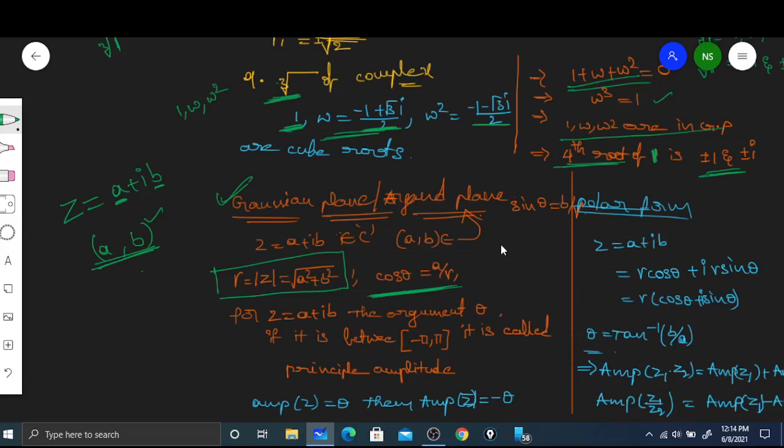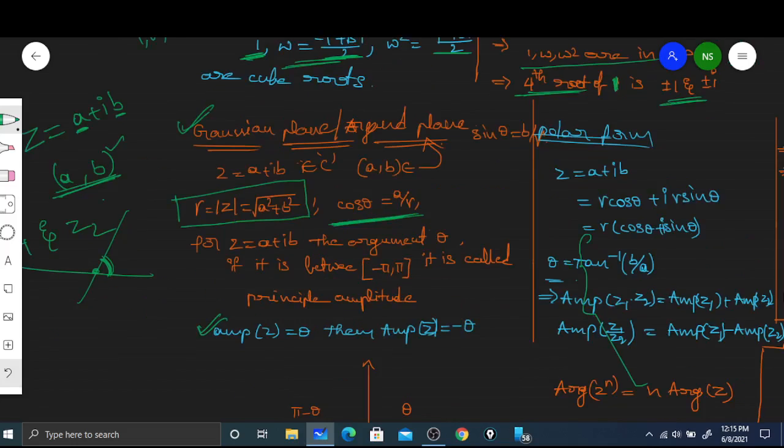Then amplitude means theta. Okay, if you take Z1 and Z2, Z1 will have one line, Z2 will have another line. These two will intersect at a point. At that particular place, what will be the angle? To find that, we will use this amplitude. And the properties of amplitude you can also see here. How you will find amplitude and the polar form. Here you can see the polar form.